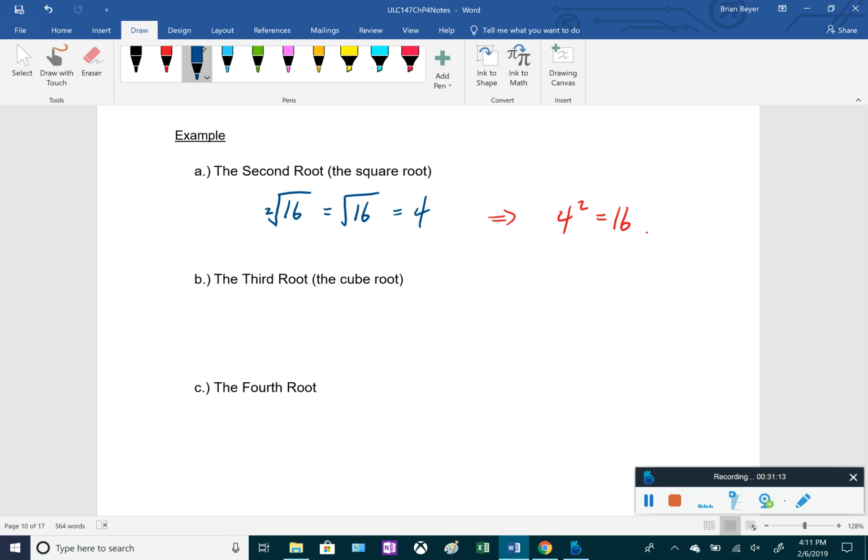For the third root, let's say we had the third root of 27. What this is saying is what times what times what equals 27. It gets a little bit confusing because we see the radical sign and we usually automatically think square root. So this time we're thinking 3 things multiplying together. The answer here is actually 3, because 3 cubed equals 27. 3 times 3 times 3 equals 27. So the cube root of 27 equals 3.